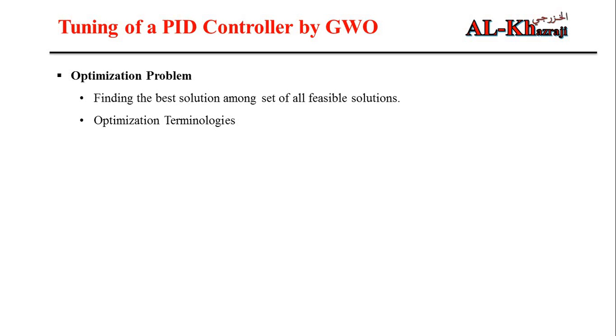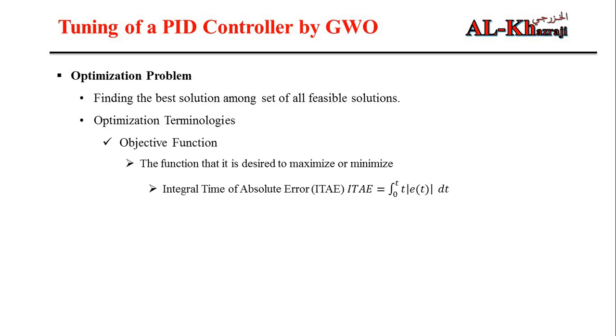It has some terminology which is important when we design the optimization problem. For example, you have to understand the objective function, which is the function that is desired to be maximized or minimized. Now in our case, our objective function is to minimize the integral of time multiplied by absolute error. This is one of the indices that we use in order to optimize the PID controller to reduce the error between the actual output and the desired output. The equation of this is the integral of time multiplied by the absolute error. And there are so many other indices that could be used.